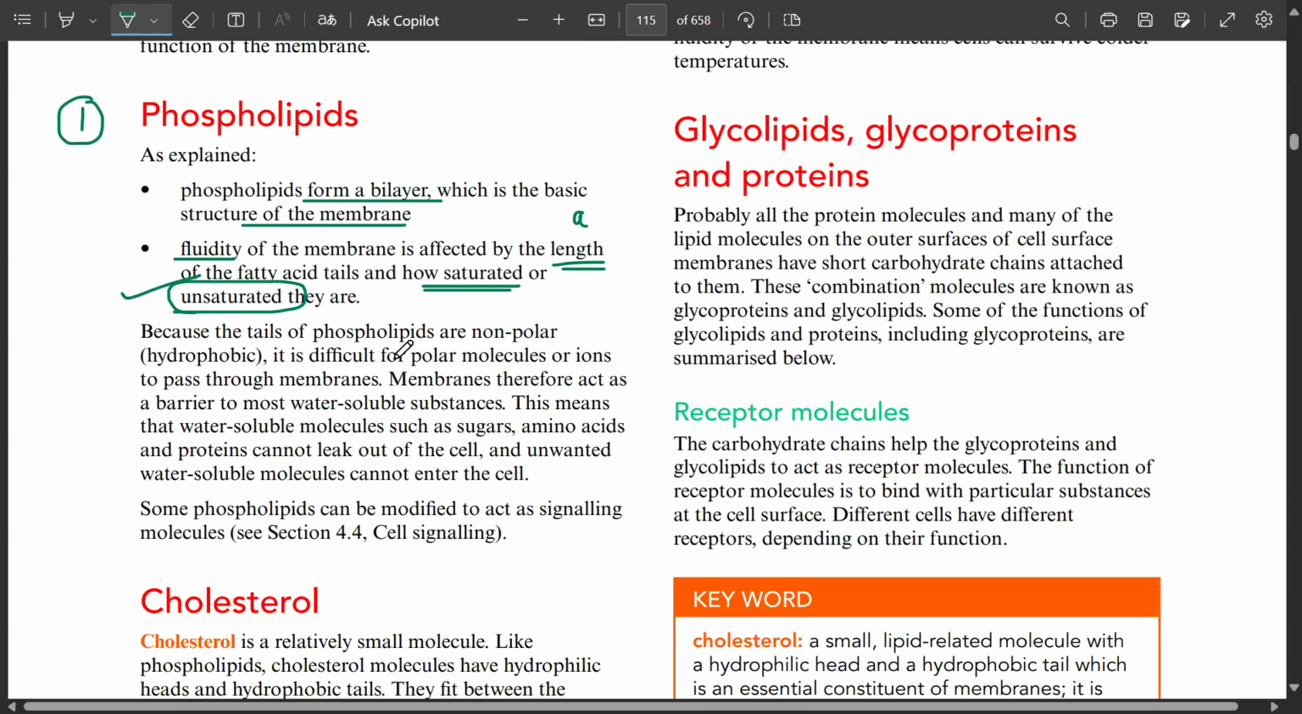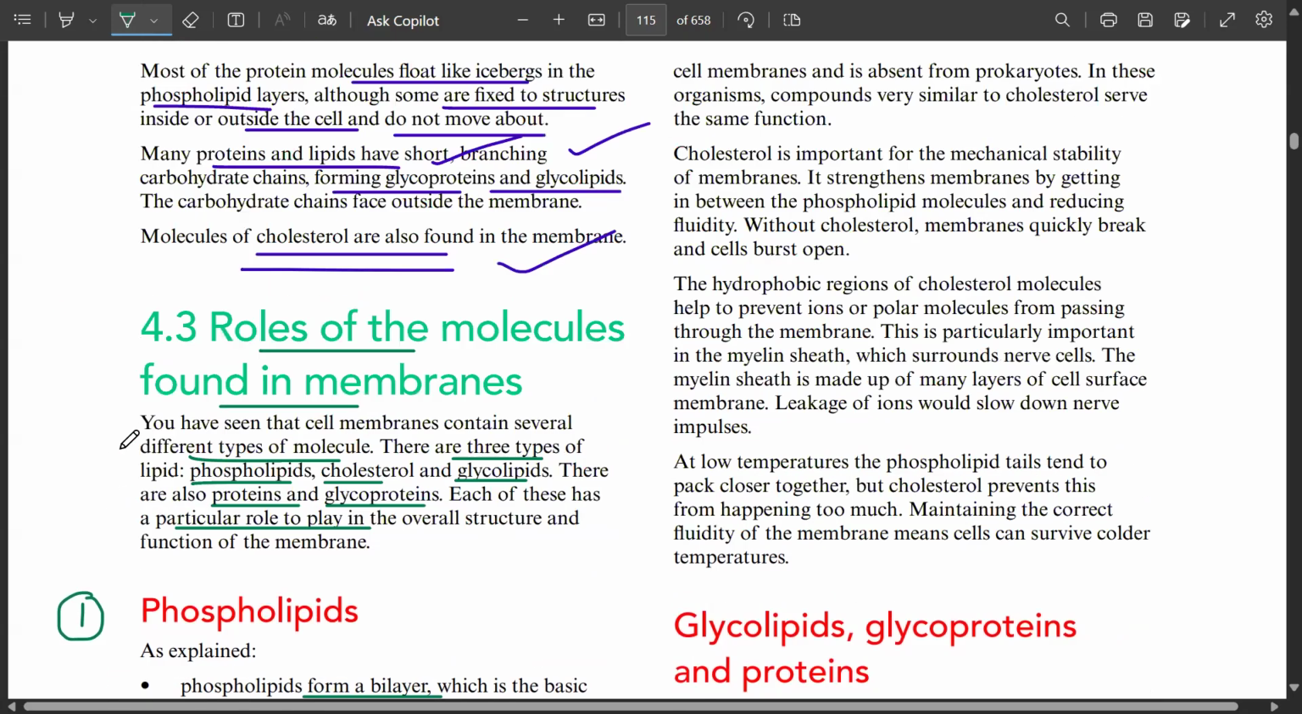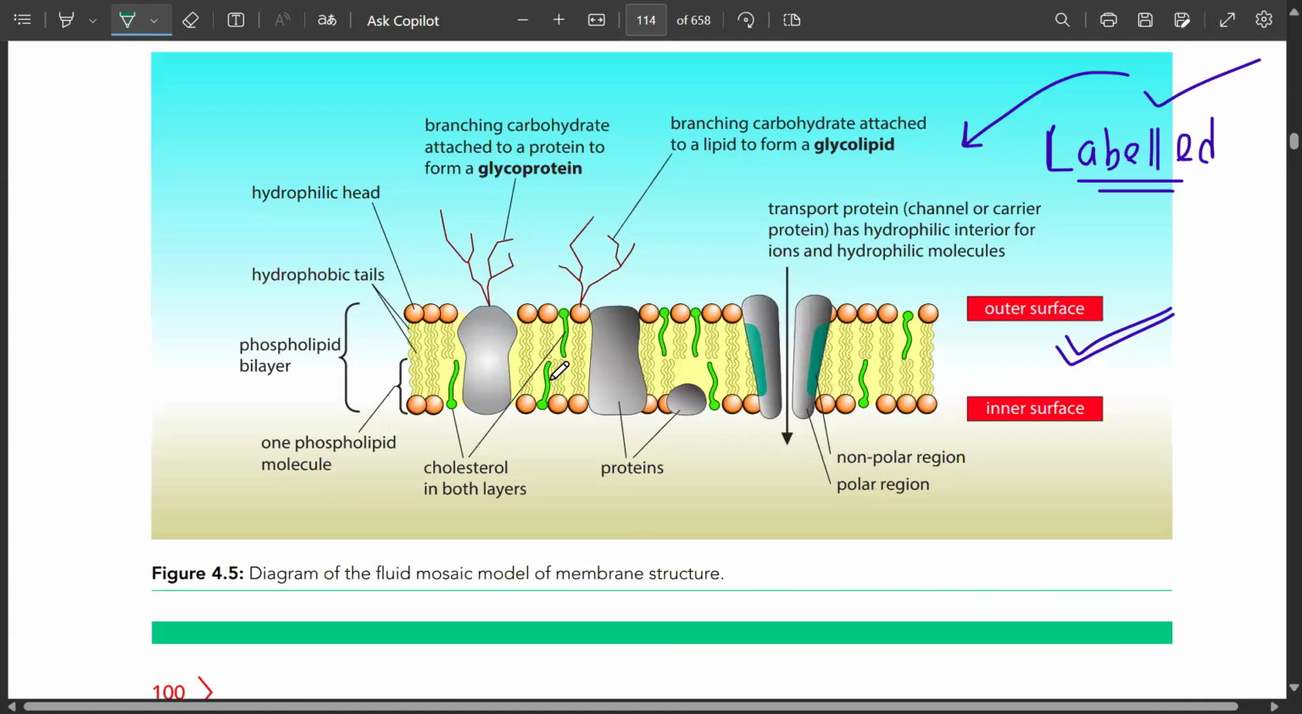Because the tails of the phospholipids are non-polar, it is difficult for polar molecules or ions to pass through membranes. Membranes, therefore, act as a barrier to most water-soluble substances. This means that water-soluble molecules such as sugar, amino acids, and protein cannot leak out of the cell, and unwanted water-soluble molecules cannot enter the cell. Why can't a water-soluble molecule enter the cell? Because there's a whole layer of this hydrophobic structure. This region is hydrophobic. A molecule can pass the head, but it cannot pass the tails over here.